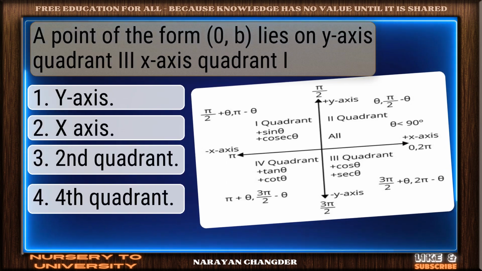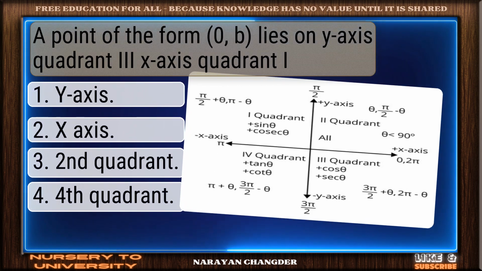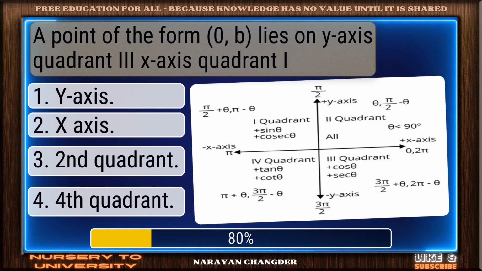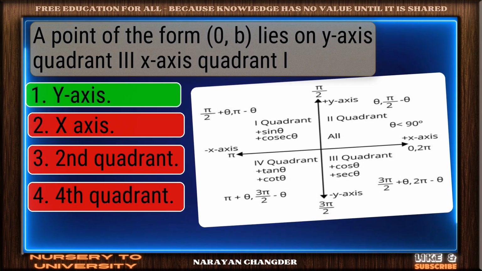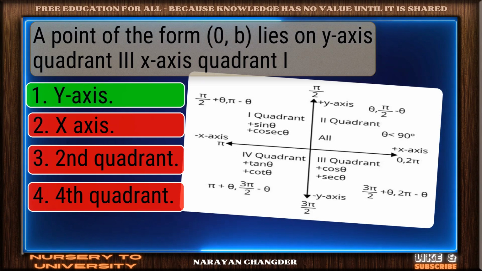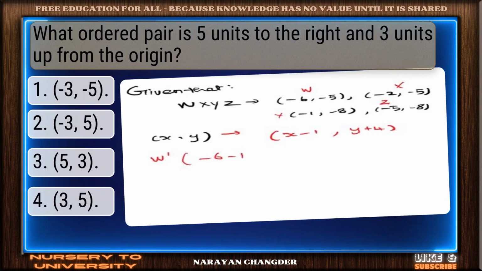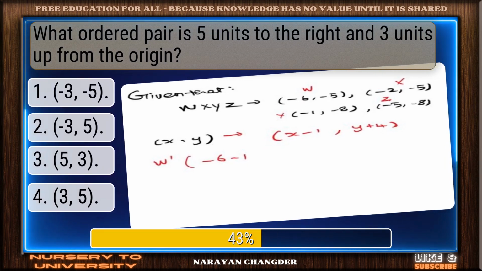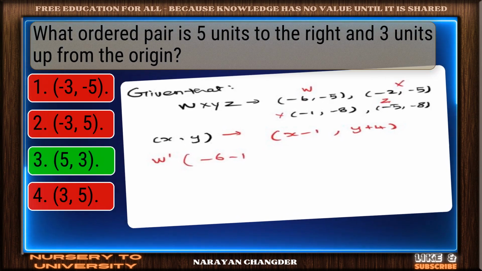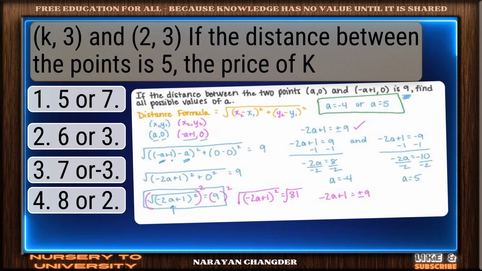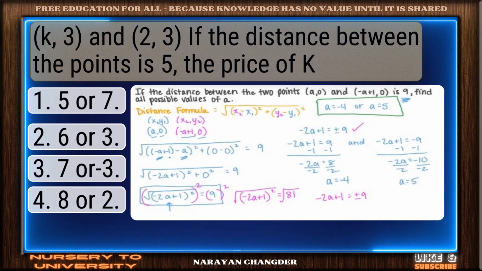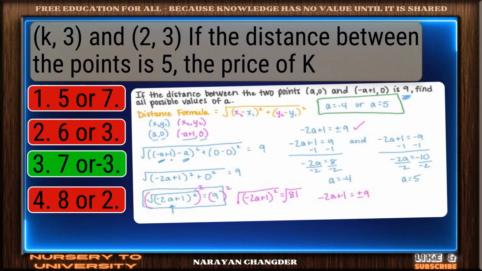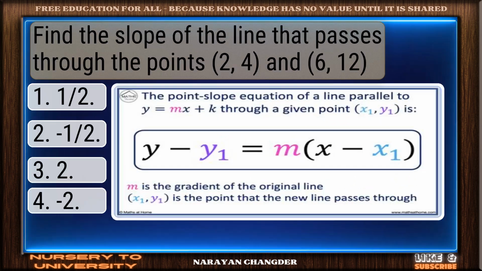A point of the form lies on: y-axis, quadrant II, x-axis, quadrant I. Sharp thinking. Y-axis is right. What ordered pair is 5 units to the right and 3 units up from the origin? Well reasoned is correct. And if the distance between the points is 5, the value of k? You got it. 703 fits.